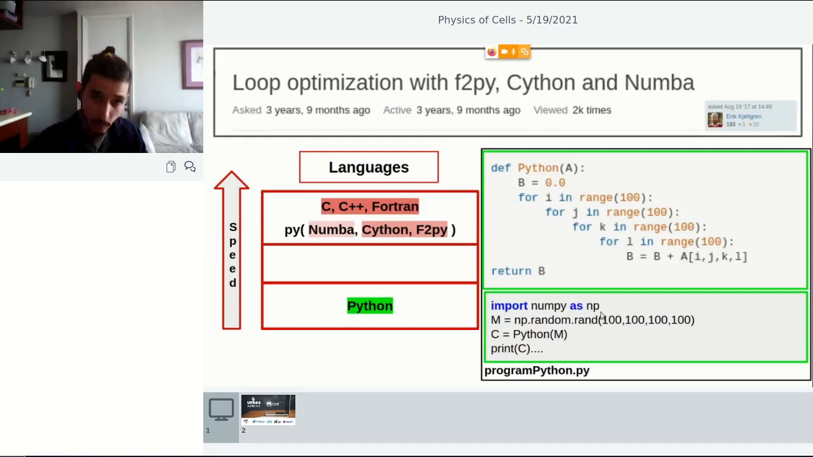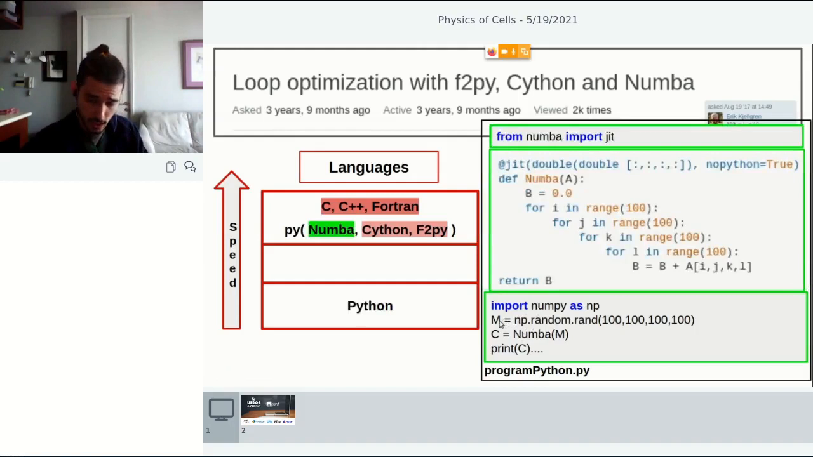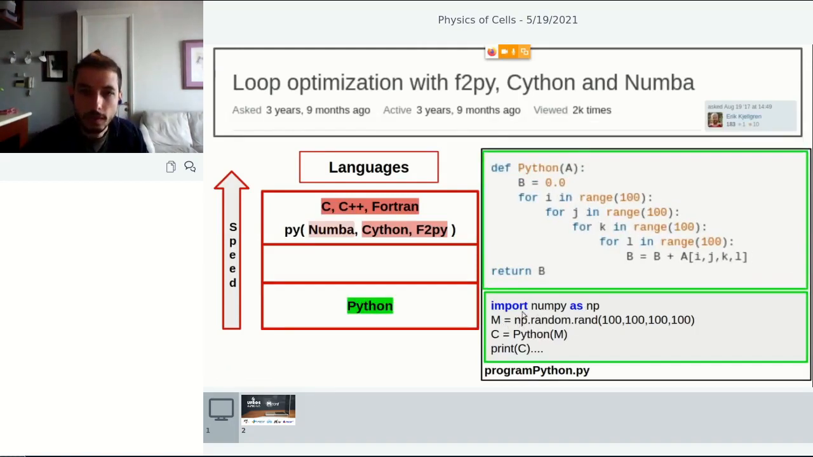and in the main program, you import NumPy, for example. Then here he's just initiating a random matrix, and then he passes it to the function as I normally do. Then he can print and everything, and then he measures the time. And I will show the time after showing all the methods.